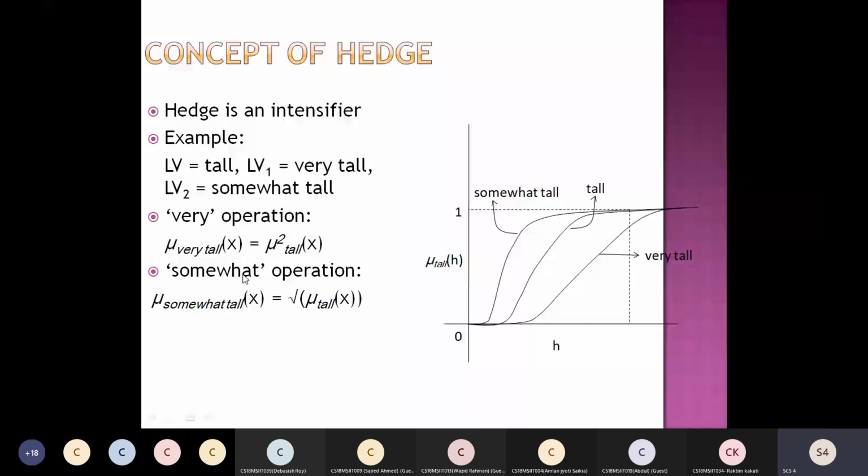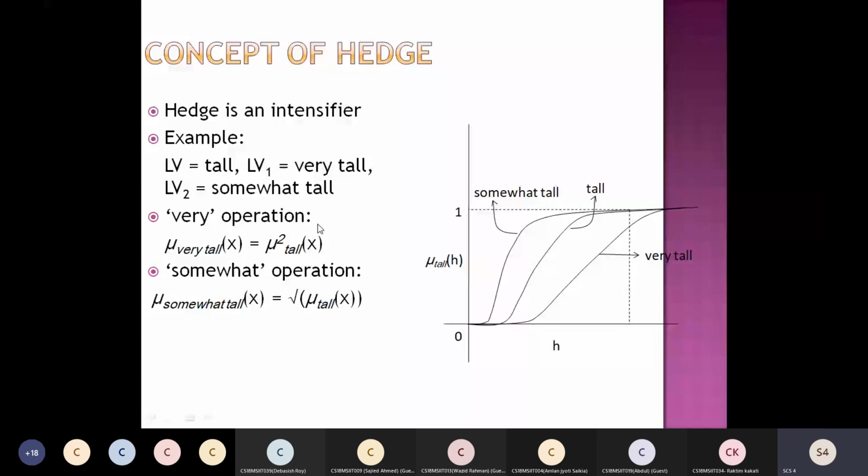See, mu very tall of x is equal to mu tall of x squared. Or it is not the case that you need to put only 2; this may be 1.5, mu to the power 1.5, but the exponent should be greater than 1. If in mu tall of x to the power n, this n is greater than 1, then we can call it very tall. And here I am defining that n value as 2.